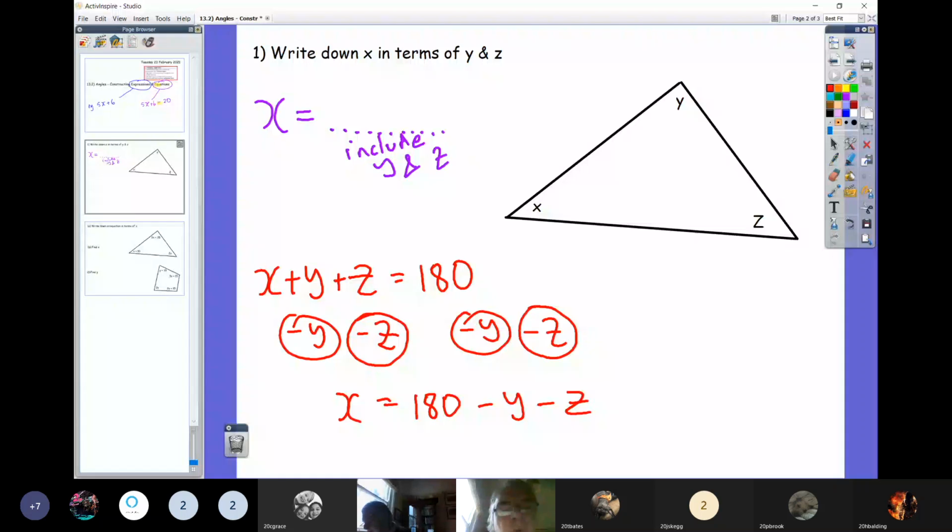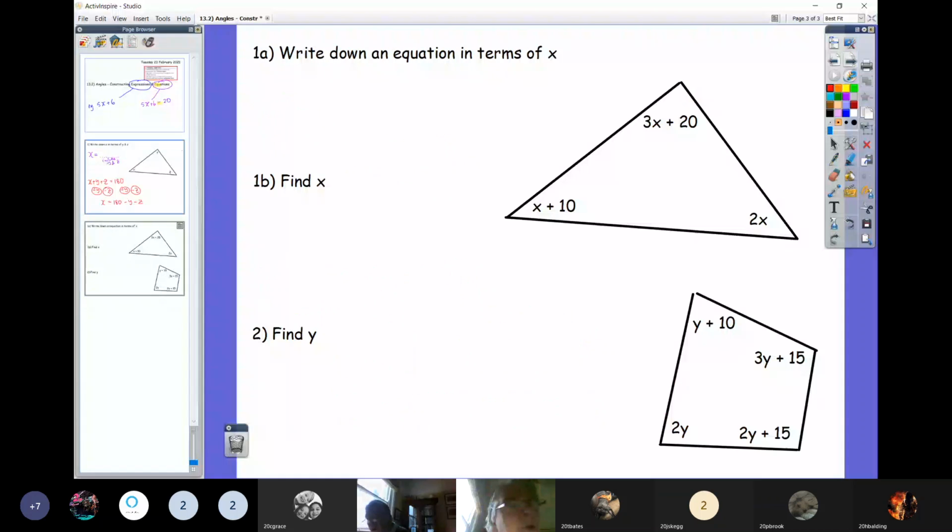Now, we could get questions like this. Part 1A: write down an equation in terms of x. Now remember, an equation is going to have an equal sign. So what do we know? Well, we know the angles in the triangle add up to 180. So we know these three angles.